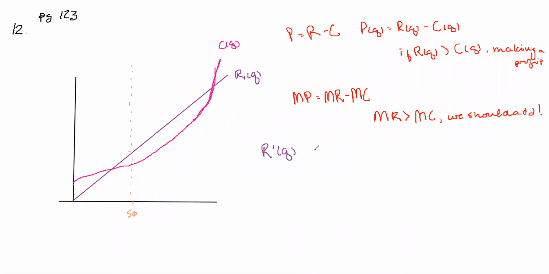R prime of Q. We can figure that out based on the numbering of the graph. We can just find the slope of that line. So what do you think that would be? I'm just figuring it out real quick because I know it's a straight line. I'm just doing the math.